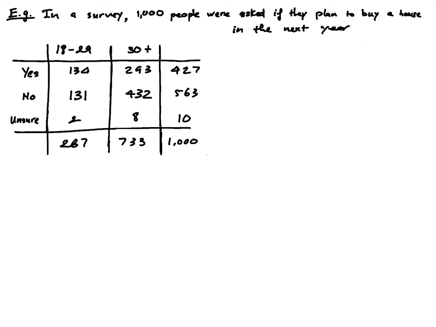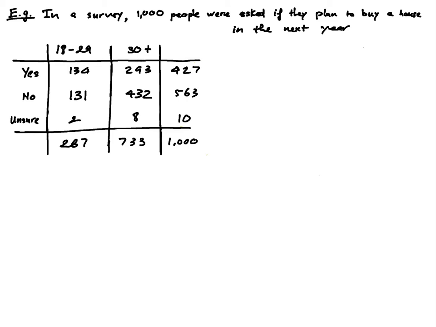So in this example, we have a survey of 1,000 people, and the respondents were asked if they plan to buy a house in the next year. We use the responses to construct this table. As you can see, we have two age groups: people from 18 to 29 and then 30 plus. And then their responses were either yes, no, or unsure.